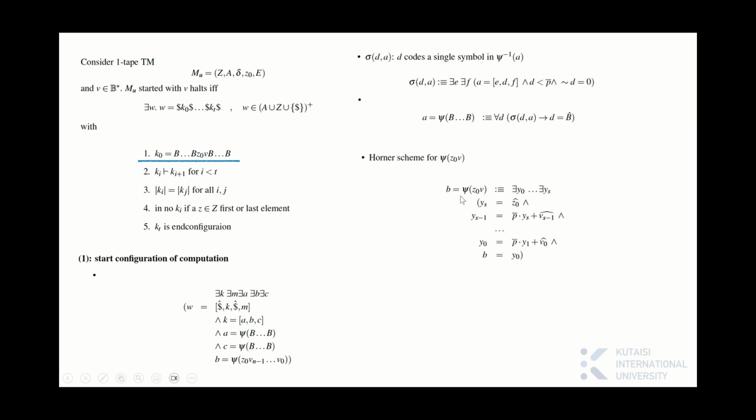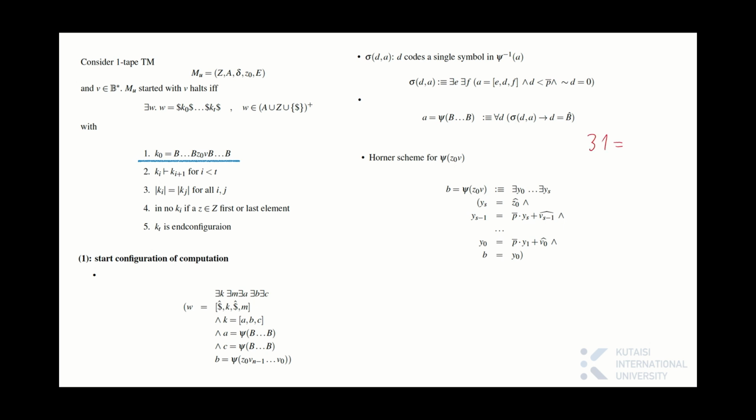And for B, this is an exercise I put in. It's very easy to think why. How do I represent the psi z0 of V? B is a code of z0v. How? If there exist y0, ys such that ys is z0, ys minus 1 is you shift the previous, so you shift z0 by 1. It's like multiplying by 10, but I multiply by p. So you add 0 at the end, basically, and then add the code of the previous one.